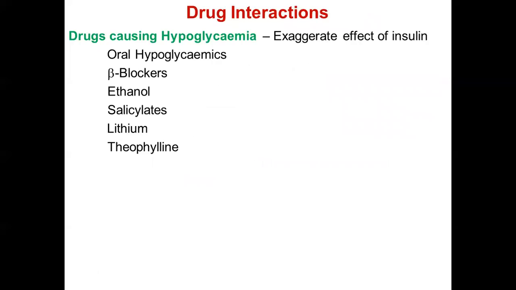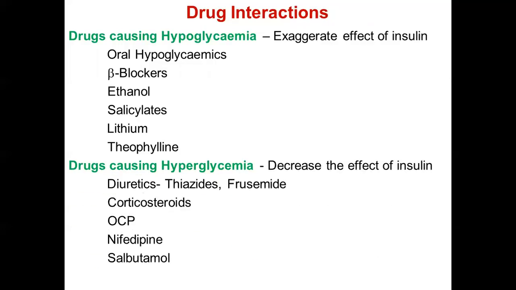Now, the last bit for this class: drug interactions of insulin. The drugs which cause hypoglycemia will increase the effect of insulin, and these include the other oral hypoglycemic drugs which you will be learning in the next chapters, beta blockers, ethanol, salicylates, lithium, theophylline. Then you have drugs which cause hyperglycemia. They can decrease the effect of insulin: diuretics like thiazides, furosemide, corticosteroids, oral contraceptive pills, nifedipine, and salbutamol.